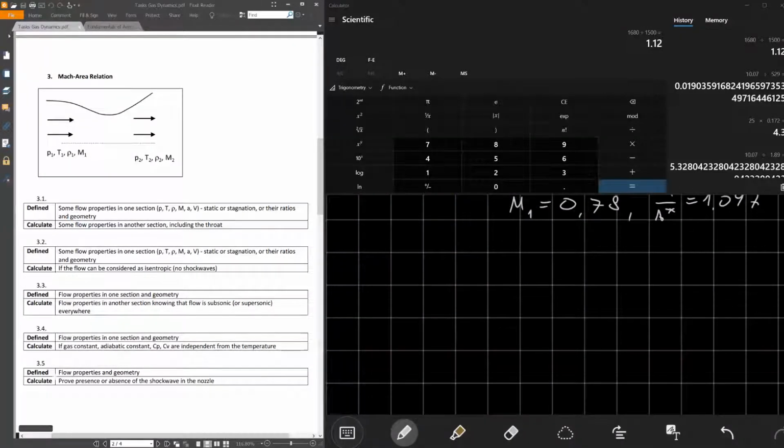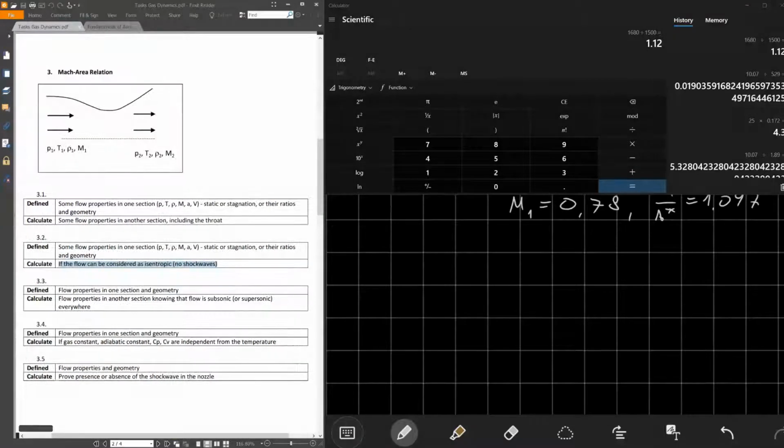Point 3.5: we have flow properties and geometry, prove presence or absence of the shock wave in the nozzle. It is absolutely the same as what we had in 3.2, but from another point of view. So we already saw this previously. This question 3.5 is just looking at this task from another angle.